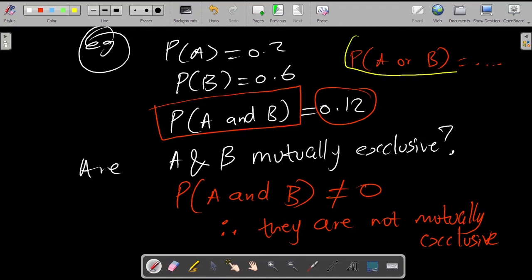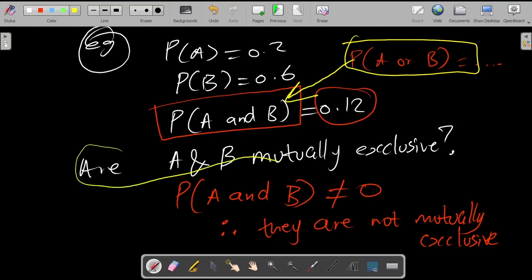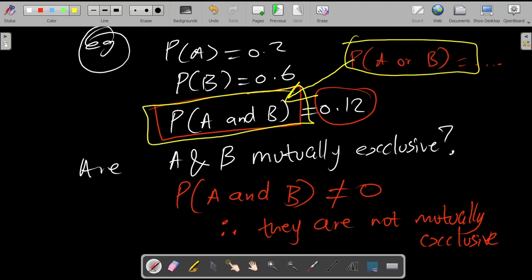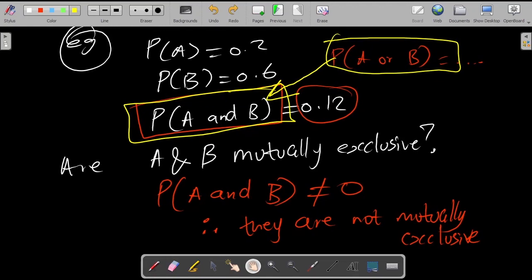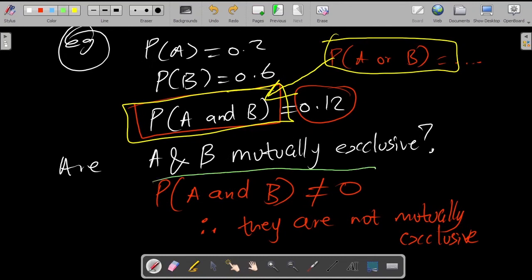But if you are given this, then later asked whether A and B are mutually exclusive, then you'd find this, P of A and B. Then if that value was not equal to 0, they're not mutually exclusive. And if it were equal to 0, then that is when you'd conclude that they are mutually exclusive. So that is how you check whether events are mutually exclusive or not. You check the intersection. If it's equal to 0, then they are mutually exclusive, and if it's not, then they're not mutually exclusive, which means that they can occur at the same time.